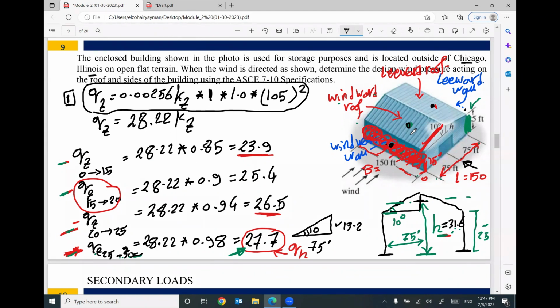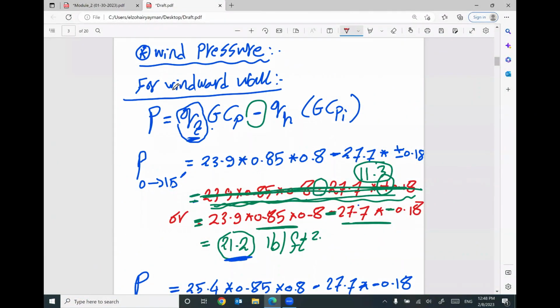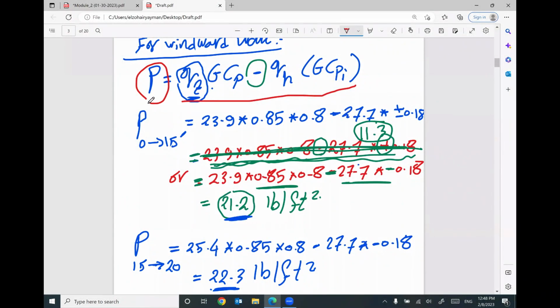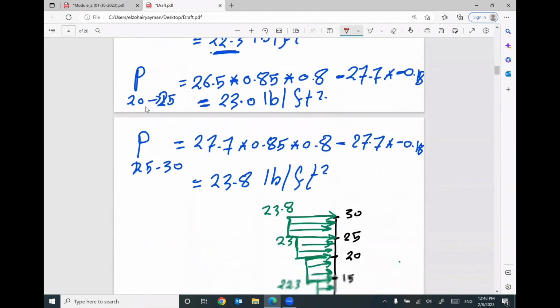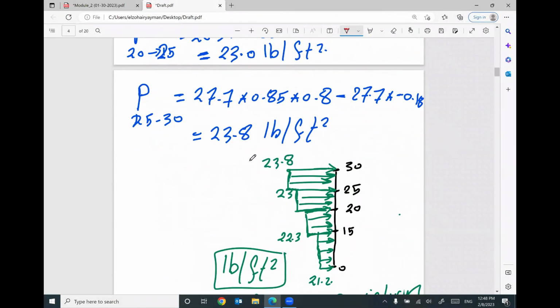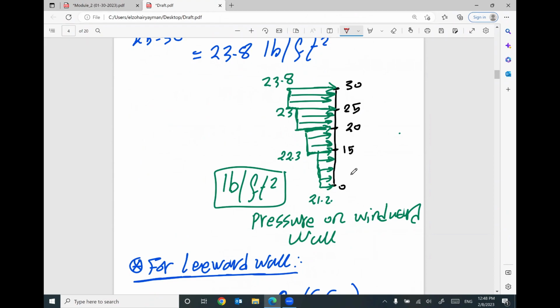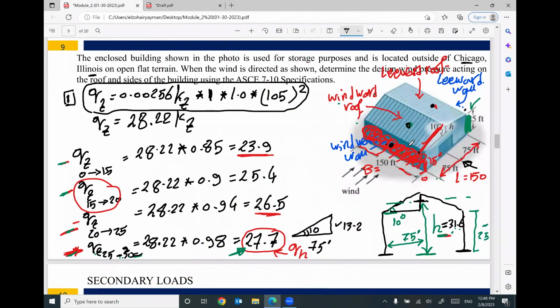Then I will divide this structure into 4 parts: windward wall, leeward wall, windward roof, leeward roof. Then I will calculate the wind pressure for each part. For windward wall, we have this expression. I will use QZ. Since we have different values for QZ, we will have different values for pressure, from 0 to 15, from 15 to 20, from 20 to 25, to 30. And these pressures at these elevations are in pounds per square feet, pressure on this whole surface.